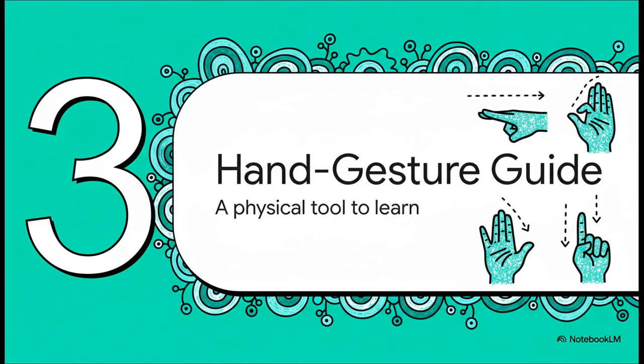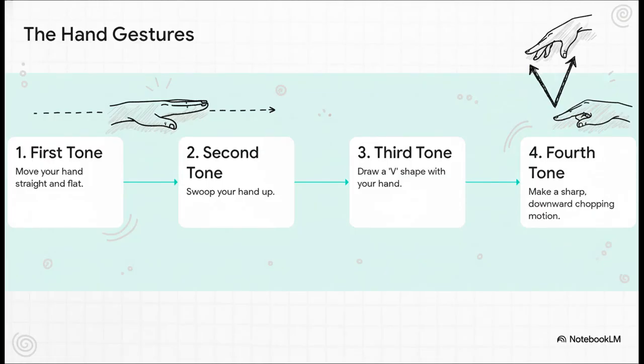Okay, so we've been talking about these hand gestures for each tone. Now, let's put it all together, because this is a real game changer. Using your hands is an awesome, super powerful way to get your brain to remember the shape of each sound. Come on, let's actually try this together right now. Seriously, nobody's watching. For the first tone, ma, just move your hand out nice and flat. For the second, ma, swoop it up. For the third, ma, draw that little V in the air. And for the fourth, ma, give it a sharp chop down. I know it might feel a little silly, but trust me, it works wonders.